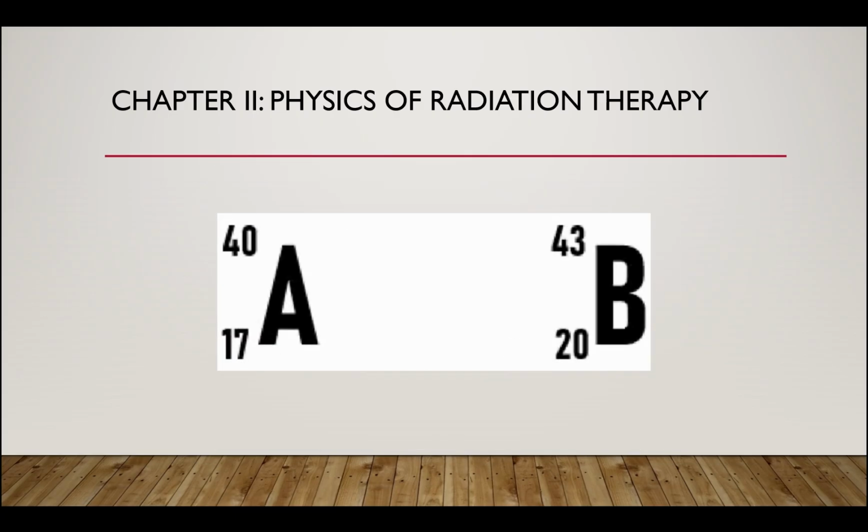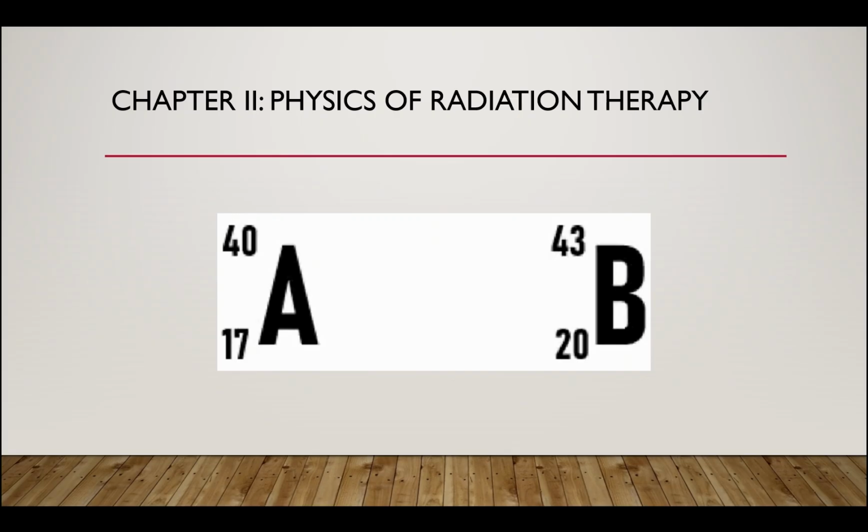Okay, next is the isotone. So isotones have the same number of neutrons but a different number of protons. Okay, and yeah, that also means a different atomic mass number.